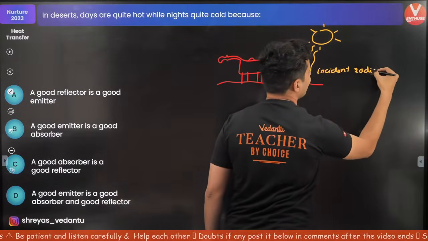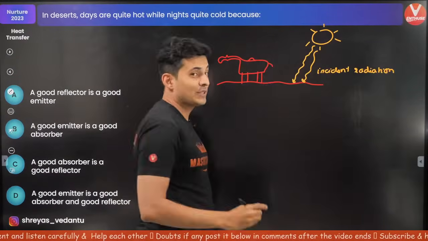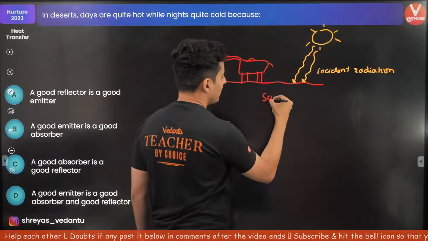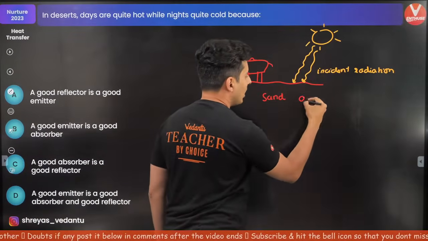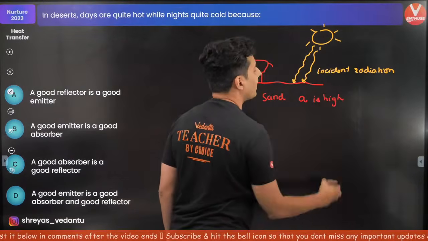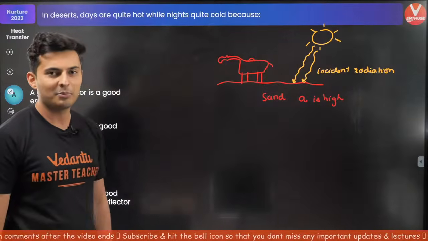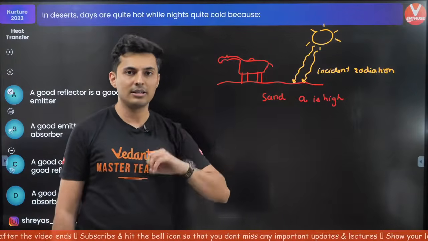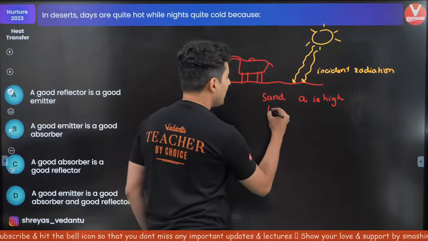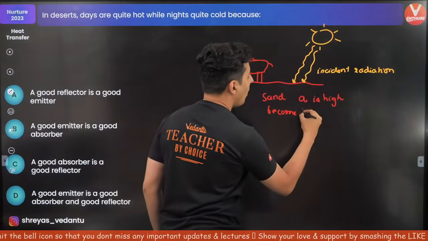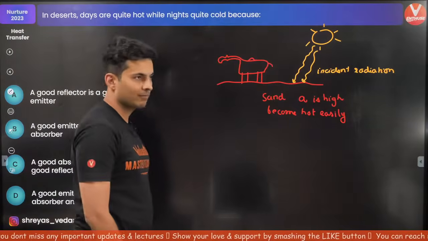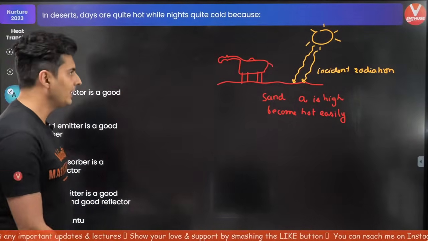Now it so happens that the sand over here has a high absorption coefficient. It is very, very high, close to 0.9, 0.8, so it's in the large region. If it's a good absorber, what will happen? It will become hot easily. That's what happens during the day.